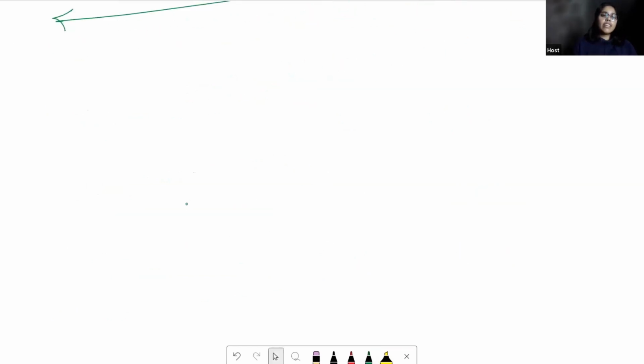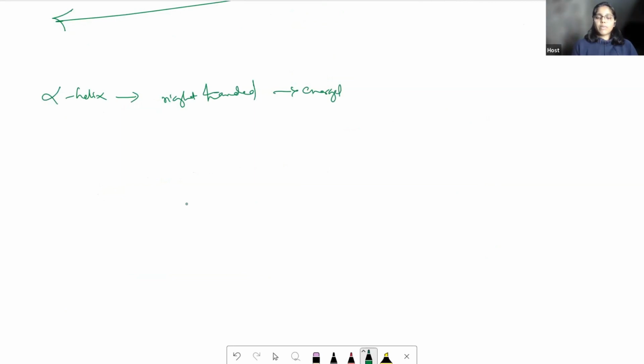One more thing in alpha helix, I forgot to say that in alpha helix, the most common form is the right-handed form, because it's energetically more favorable.